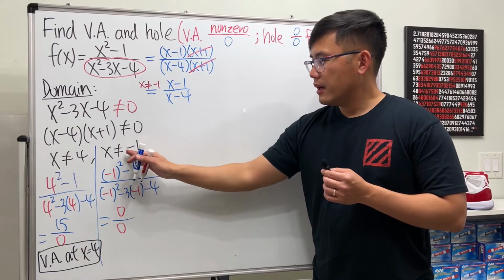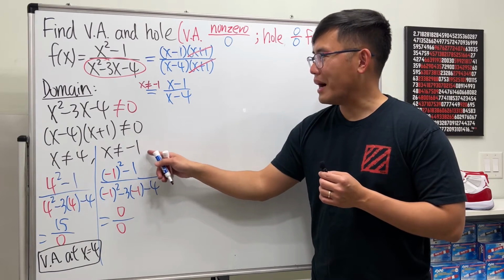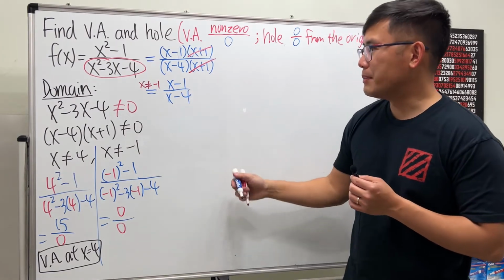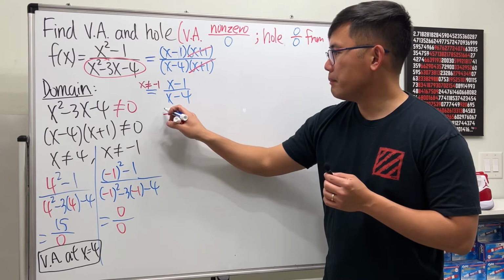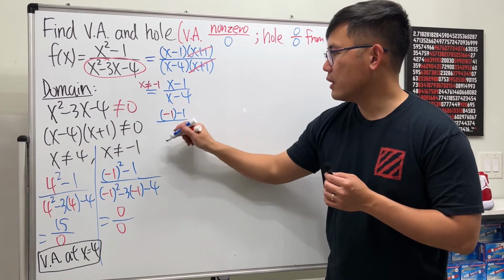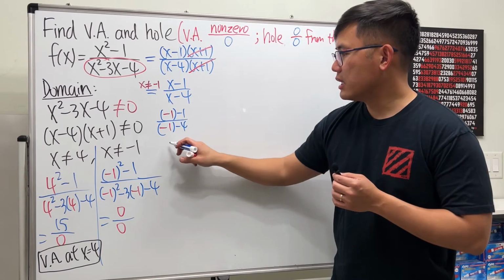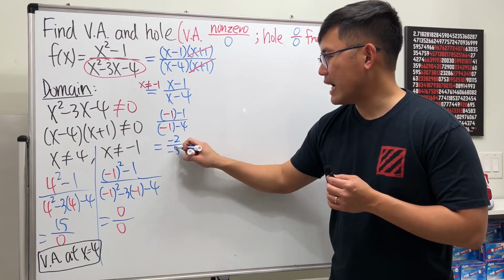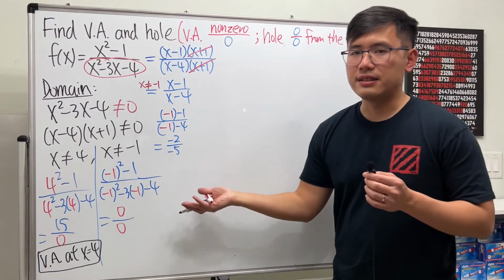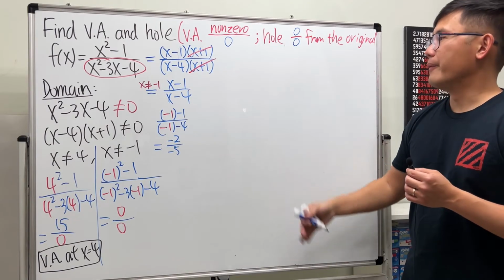Okay, what we have to do now is to put negative 1 into the reduced version and see what happens. We will get negative 1 minus 1 over negative 1 minus 4, and this gives us negative 2 on the top over negative 5 on the bottom, which is just a nice number. So in fact, here is the detail.